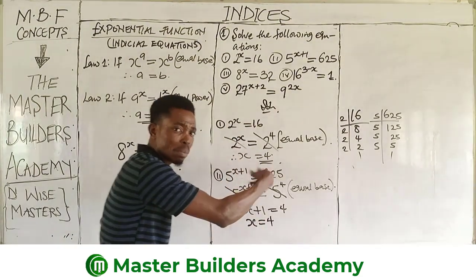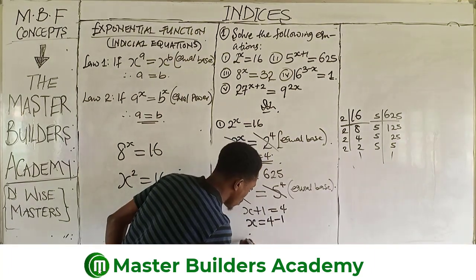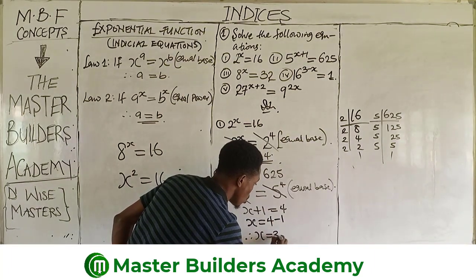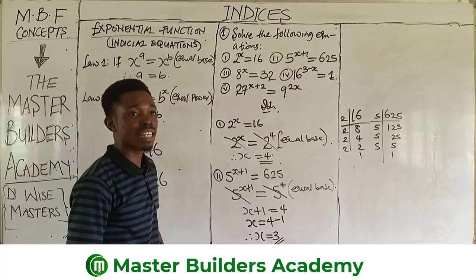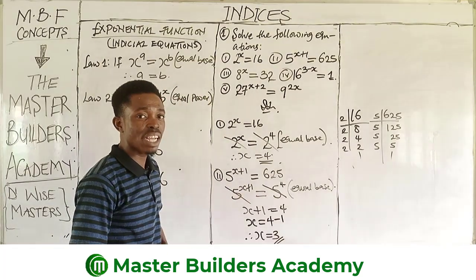When plus 1 crosses from the left to the right, it becomes minus 1. Therefore, x is equal to 3. This is the answer to this very question.